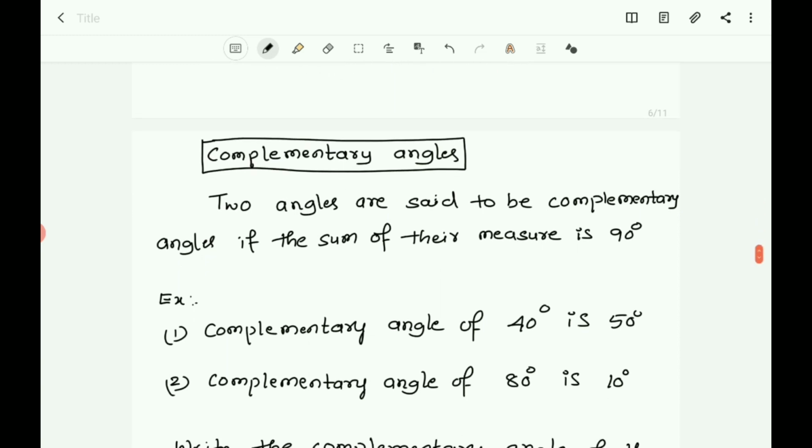For example, take the complementary angle of 40 degree. What is the complementary angle of 40 degree? That is 50 degree. Why? Because you know that 40 degree plus 50 degree is equal to 90 degree. Therefore, 40 degree angle and 50 degree angle are complementary to each other. Similarly, the complementary angle of 80 degree is 10 degree. You know that 80 plus 10 is 90. And also the complementary angle of 10 degree is 80 degree.